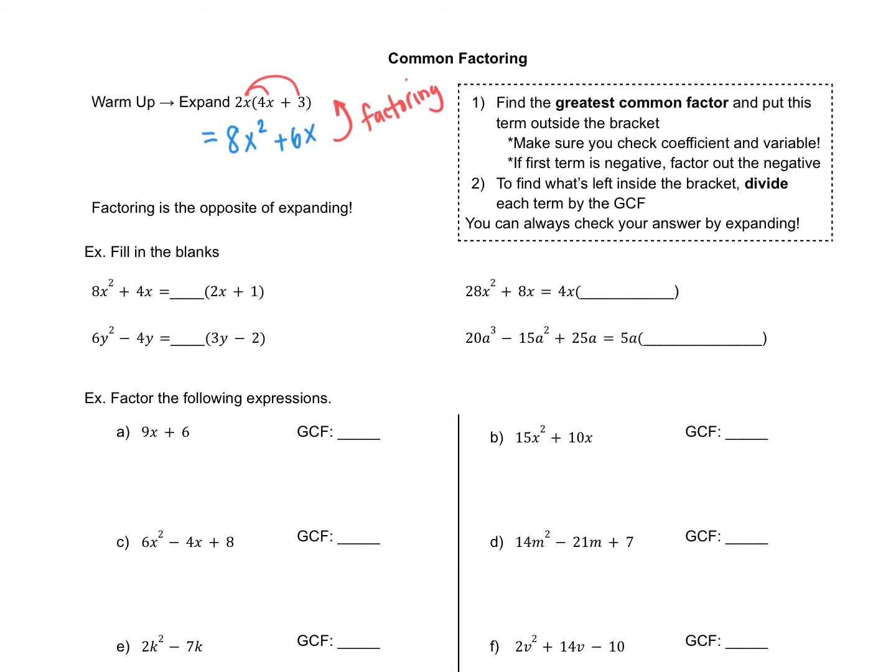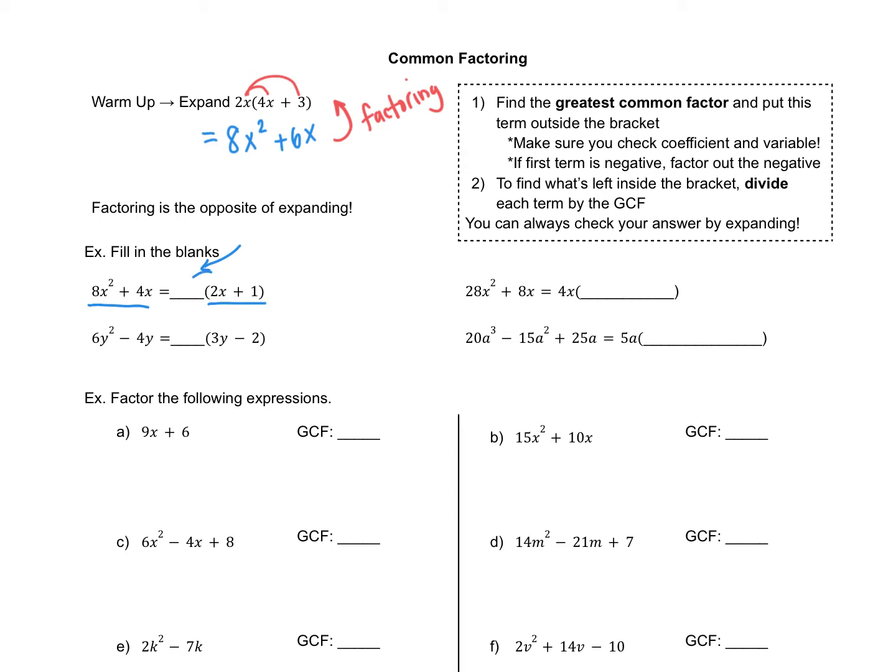And to get started with this idea of factoring, we're going to do a little fill in the blanks warm up based on our knowledge of distribution. So in my first example, I'm giving you the expanded form, which is 8x squared plus 4x, and I'm giving you the bracket 2x plus 1. I want to figure out the monomial, or the single term that would go out in front, so that when I multiply it in, I get that expanded form.